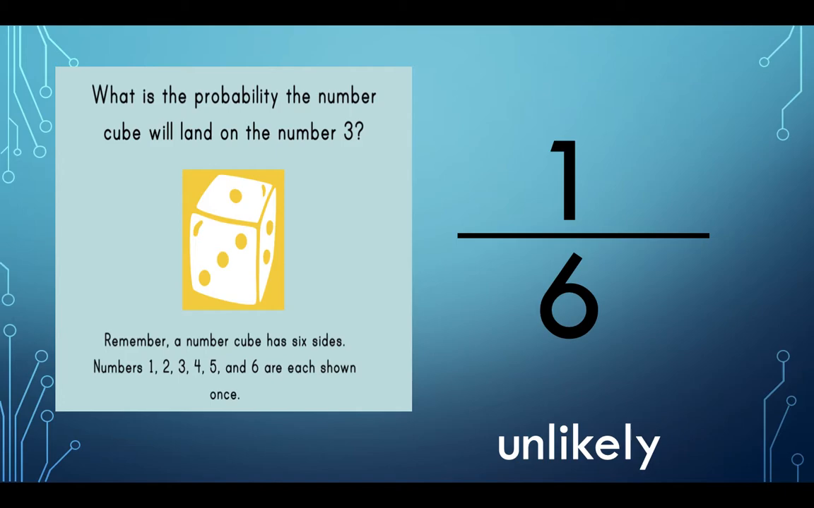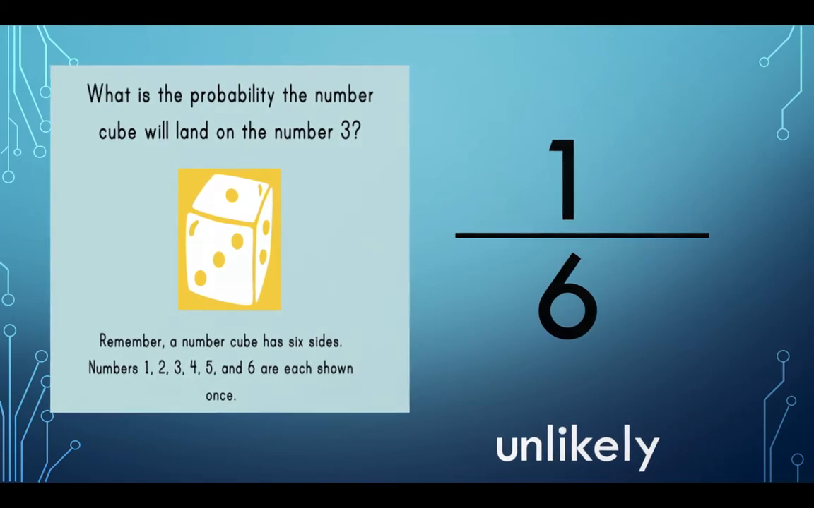So let's look at this example. What is the probability the number cube will land on the number 6? If you think about a number cube, it has 6 sides. The numbers are 1, 2, 3, 4, 5, and 6. If you look at all these numbers, there's only one number 3. So you have one number 3, so that's your numerator, but you have 6 sides altogether. So the probability here is 1/6, and the terminology you would use for this is unlikely.